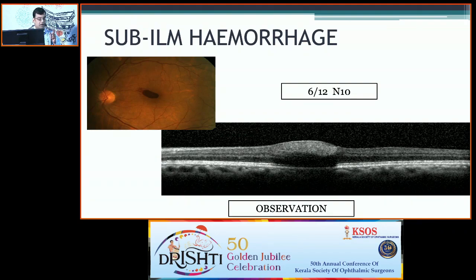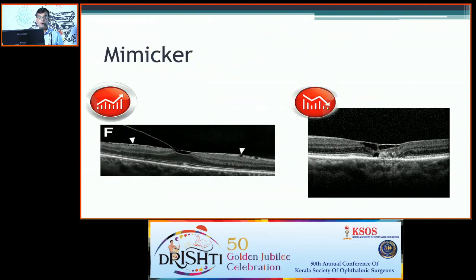Very rarely they might need surgical intervention, but mostly they resolve by observation only. This is just to show that on the right side, this is an image of macular telangiectasia, showing the ILM draping sign. On the left side, it is basically vitreomacular traction and ERM formation.